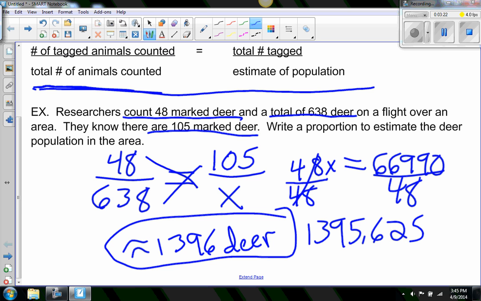Okay, so you can do this by knowing how many are tagged total, how many deer there are total, and then how many marked deer or how many marked animals you counted. Then you can use this little proportion. It'll give you an estimate of the total population.